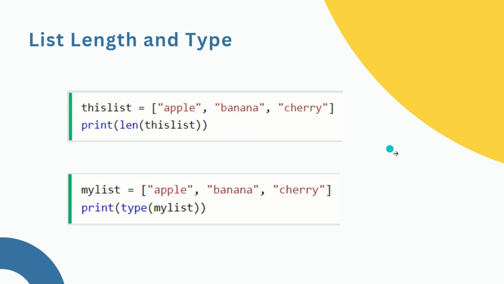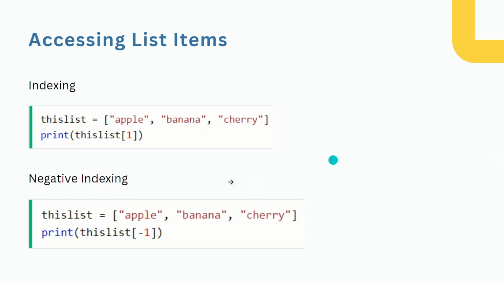List length and type. To get the list length, it is a very simple command. You use len, and then in brackets you put the variable name in which the list is stored. Similarly, for type, you just use the function type, and in the brackets you put the variable.